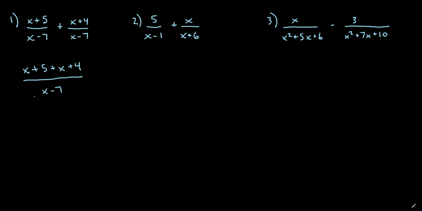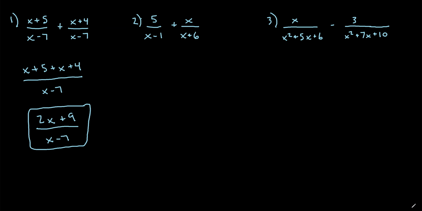And now the last step would just be to simplify. So we have an x plus an x, that's 2x. And then we have plus 5 plus 4, that's plus 9, all over x minus 7. And that's our final answer for this one. So this one was pretty easy because the denominators were already equal, so we were able to just add the terms in the numerator straight across.